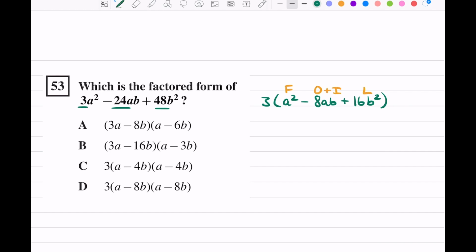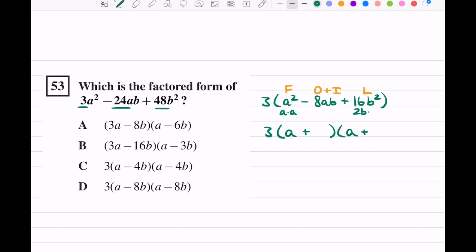Our a squared is going to come from the first pieces multiplied, and you can get that by multiplying a times a. So a is going to be the first piece. And now we just need to find the second piece. When we multiply our last pieces, we're going to get 16b squared. So what two numbers can we multiply to get 16b squared?